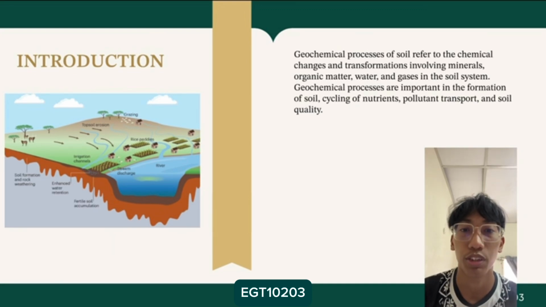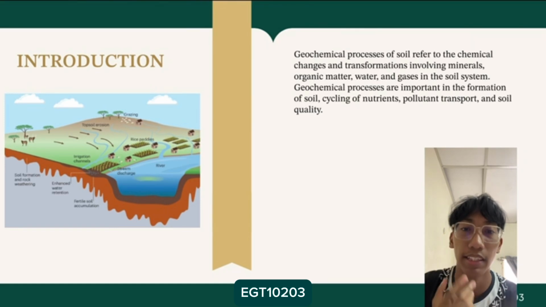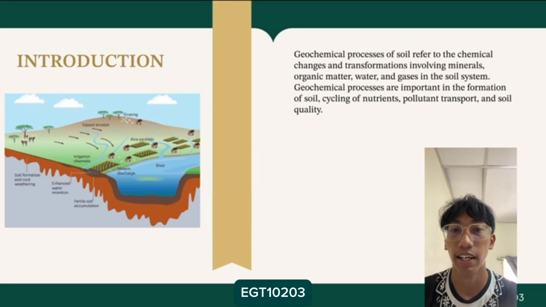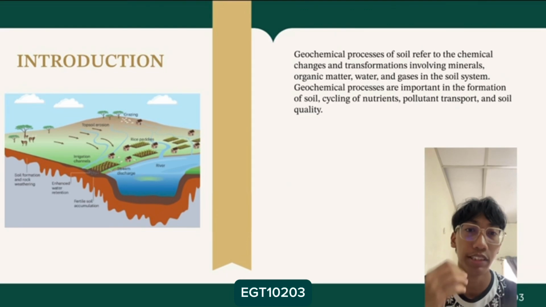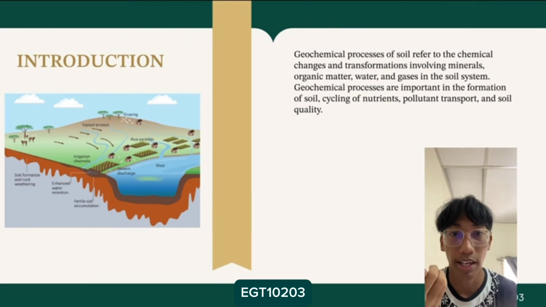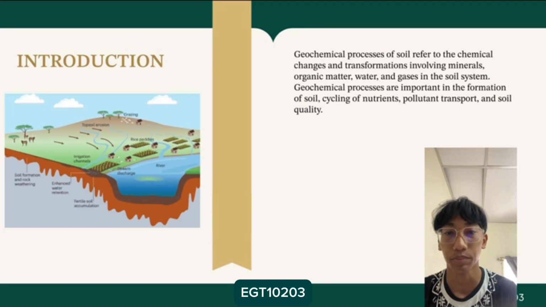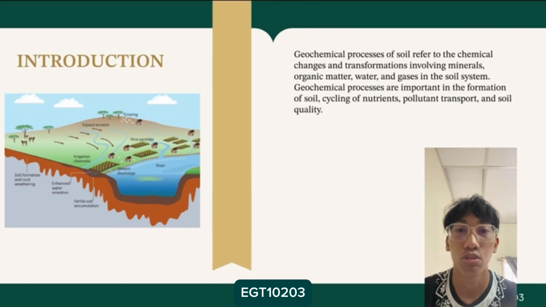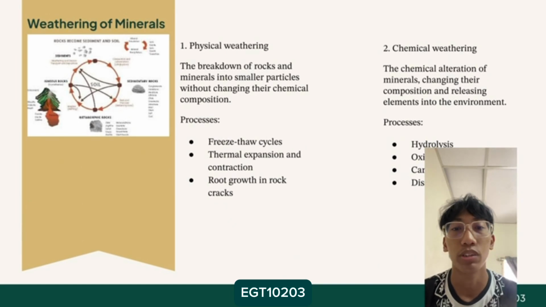First of all, geochemical processes are chemical reactions that happen in soil. They involve things like water, minerals, gases, and organic matter. These reactions help break down rock, release nutrients, and even clean up pollution. Okay, go to the first one, weathering of minerals.